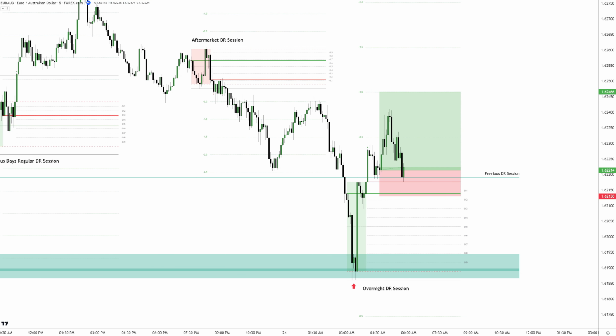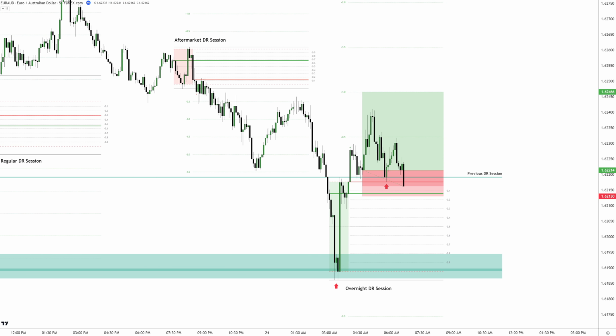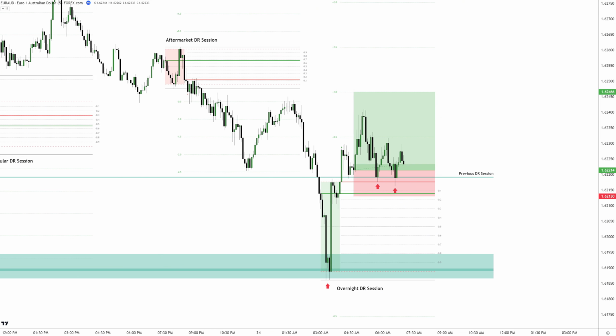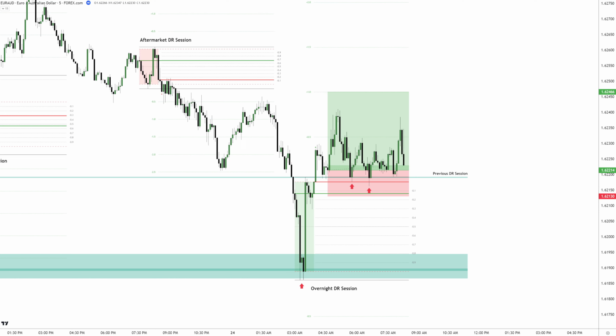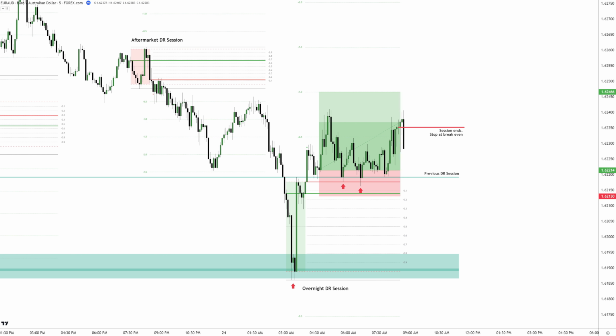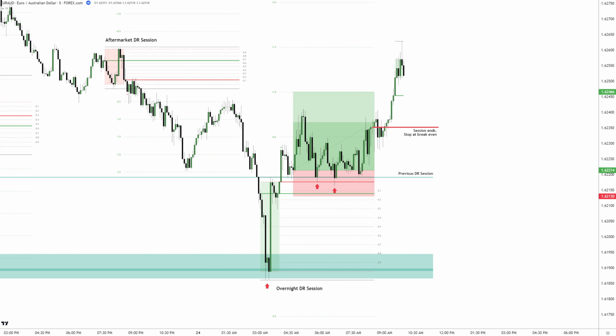Look at those clean rejections, especially how the bodies of the candles clearly respect the previous DR session level. Are you still doubting the importance of DR levels? You really shouldn't. As the session ends, you can either close your position in profit or move your stop loss to break even and continue aiming for the initial target. With the regular DR session opening, the target has been met and all ADR session levels have been violated.